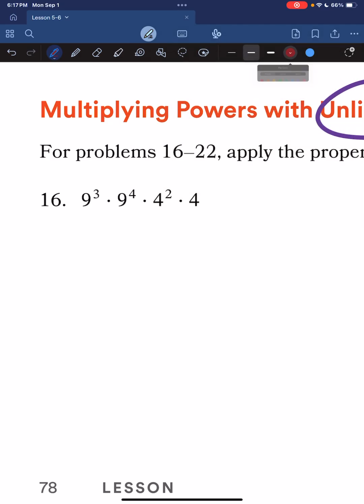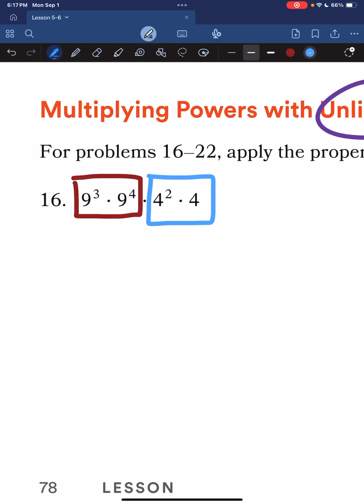And I'm going to start with red. And I'm going to put together the values that have the same base. So I'm going to box these 2 in red, and I'm going to box these in blue. I also want to make sure that I point out that there is multiplication between all of these. So because I have like bases, I have multiplication in between, I'm going to apply the product of powers property. So I will do 9 to the 3 plus 4.